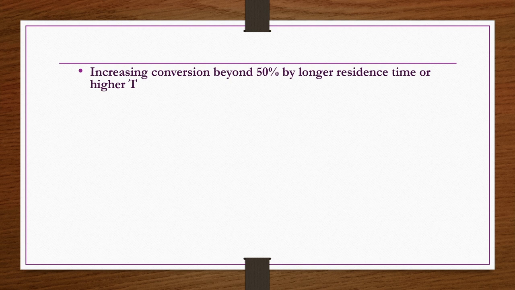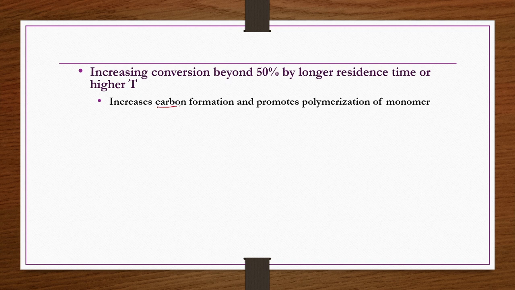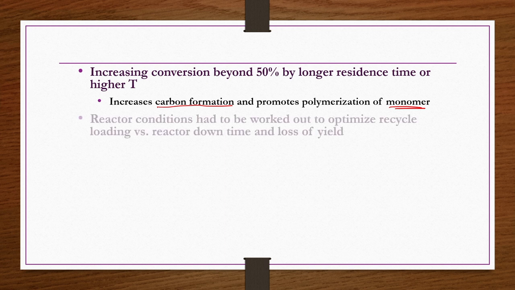However, increasing conversion beyond 50% by longer residence time or higher temperature increases carbon formation as well and promotes polymerization of monomer, which you do not want. Polymerization can be done later in a separate plant. Even carbon formation you do not want in any of the processes that we are discussing.